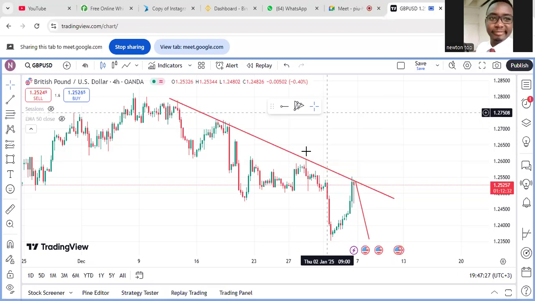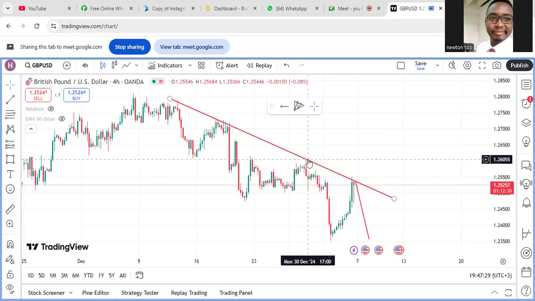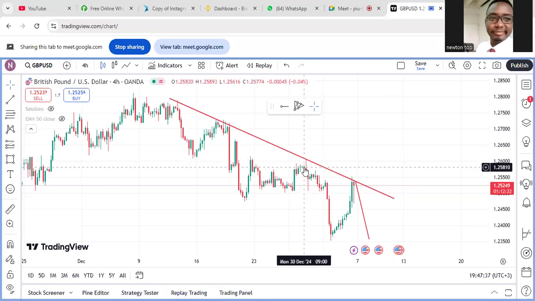For example here, someone who's a swing trader, or someone who's holding a trade for 2 to 3 days, 5 days, or 1 week, this person entered here on Monday.